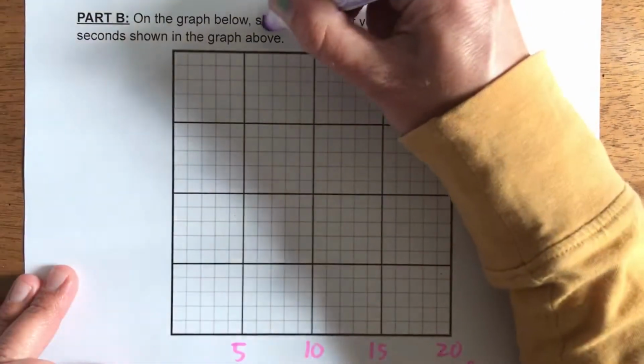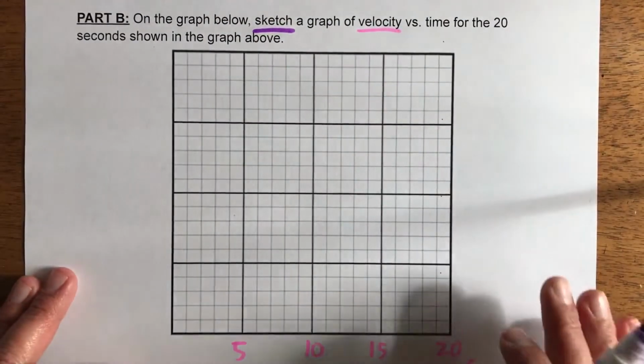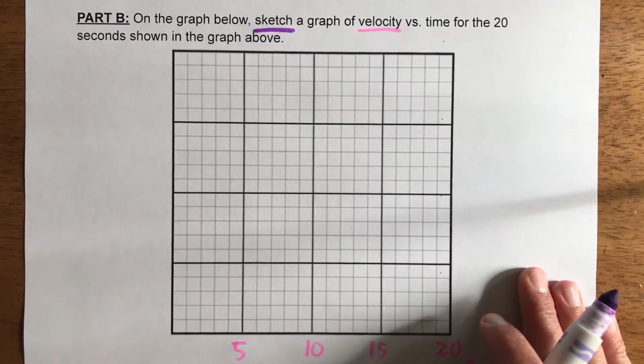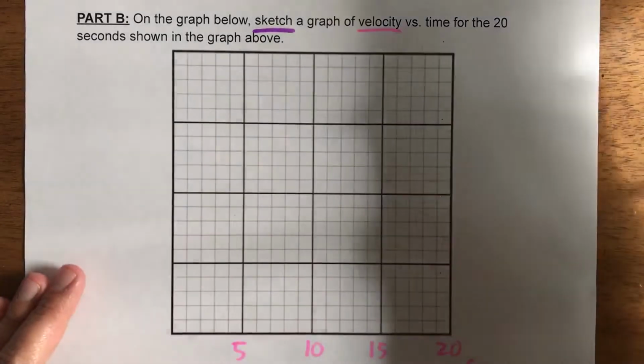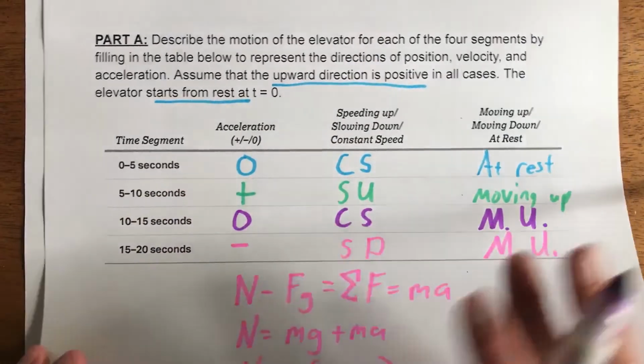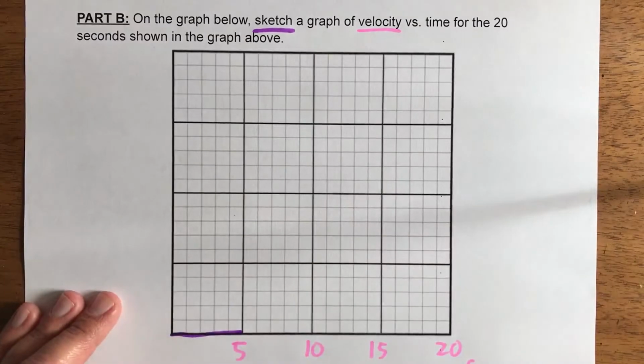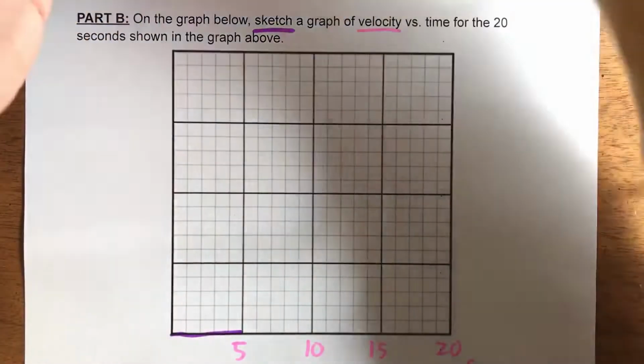They didn't say to do that. When they say sketch, you just do the shape. I'm going to go ahead and do the numbers in a little bit in case that problem came up. So we've already discussed that in the first 5 seconds, our acceleration was 0 and we were at rest. So our velocity should just be straight along that line like that.